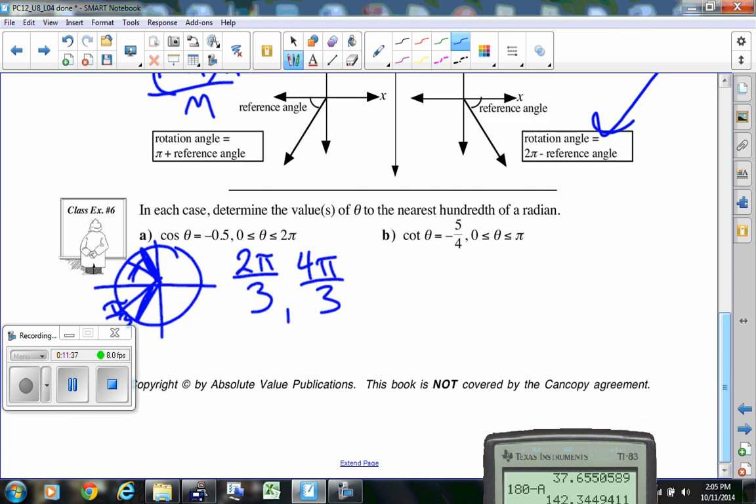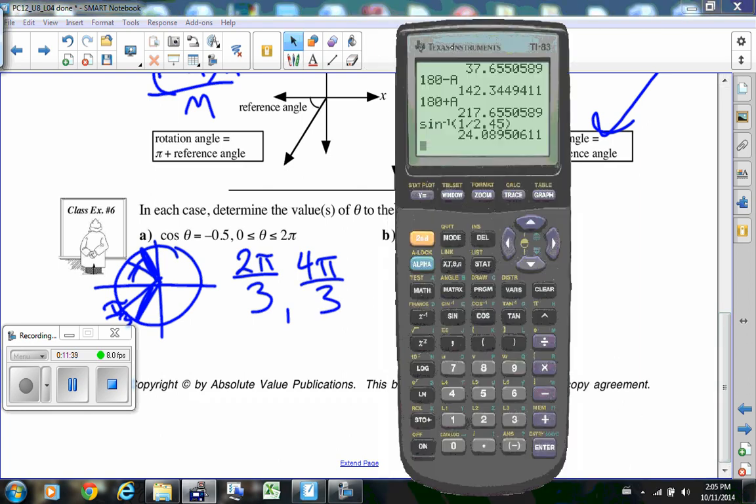And let's just say I wanted to check my work there. Cosine, mode radian, cosine of 4 pi divided by 3. And if I really wanted to be sure, I could put a little radian sign on there. Bam! Oh, look! It's negative 0.5. Look at me go.